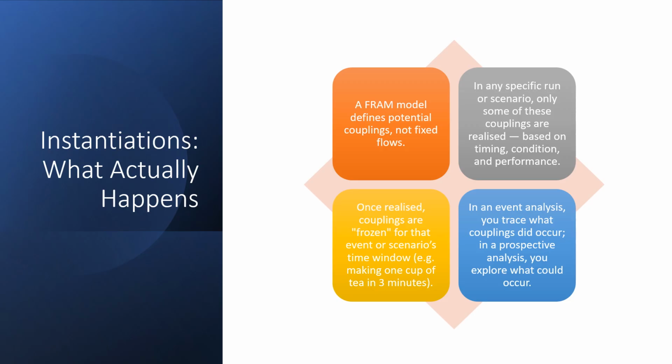The key to step 3 is our acceptance of how to bring our FRAM model to life, how to execute it conceptually. And we're going to do that by creating instantiations. Instantiations are execution paths that describe what actually happens. Remember, a FRAM model defines potential couplings, not fixed flows. In any specific run or scenario, only some of these couplings will be realized based upon the timing, the condition, and the performance. Once realized, these couplings are then frozen for that particular scenario.